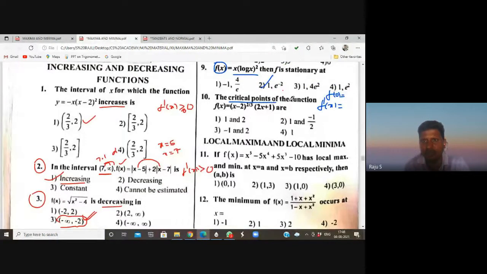Even it is a critical point also. So it is not infinity directly.